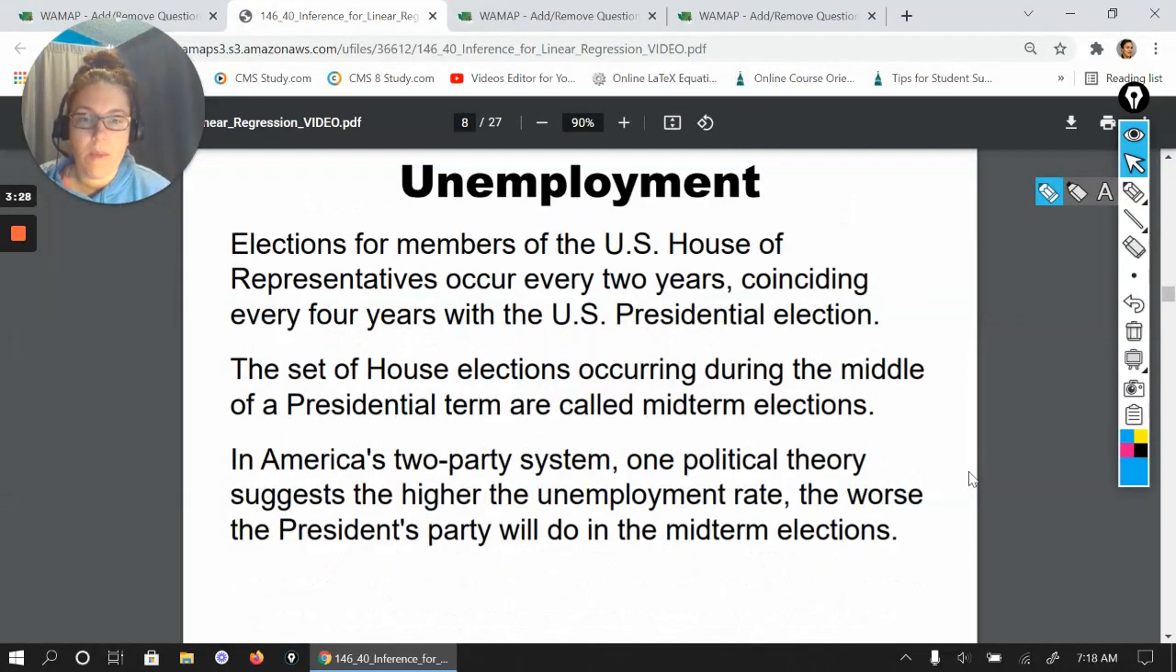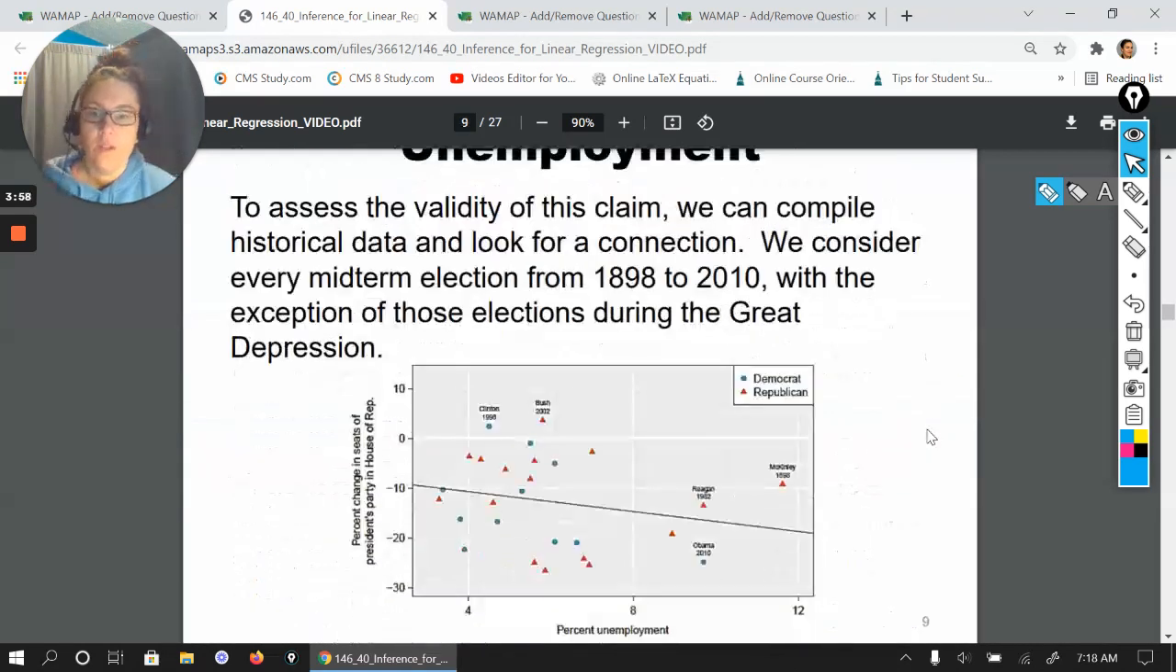Elections for members of the U.S. House of Representatives occur every 2 years, coinciding every 4 years with the U.S. presidential election. The set of House elections occurring during the middle of a presidential term are called midterm elections. In America's two-party system, one political theory suggests the higher the unemployment rate, the worse the president's party will do in the midterm elections. To assess the validity of this claim, we can compile historical data and look for a connection.